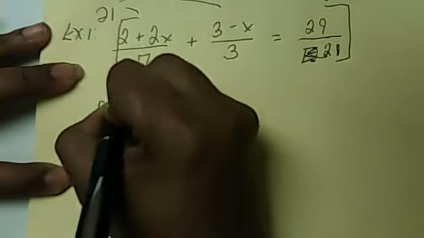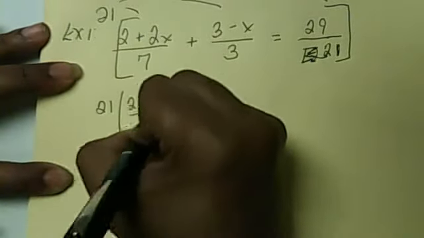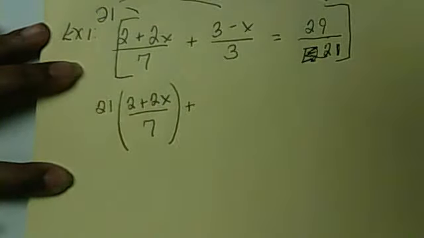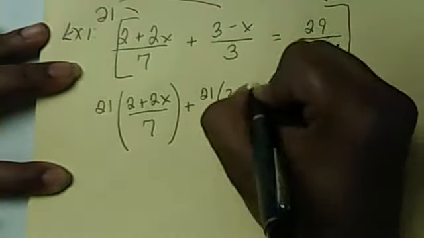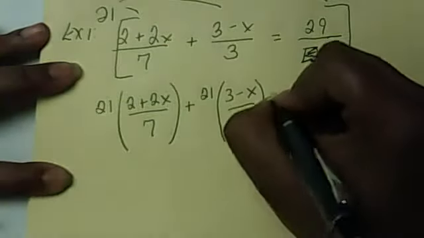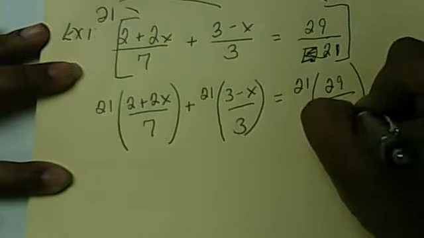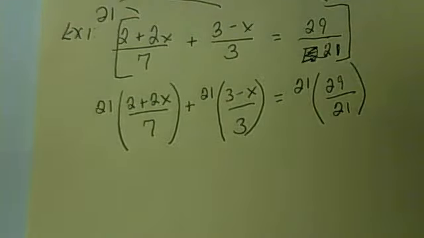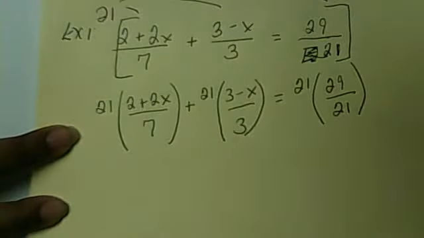It looks like 21 times 2 plus 2x over 7, plus 21 times 3 minus x over 3, is equal to 21 times 29 over 21. Okay, so that's what that looks like after we multiply everything by 21. And when we multiply everything by 21, this is actually like having a fraction. So the 21 is understood to be over 1.